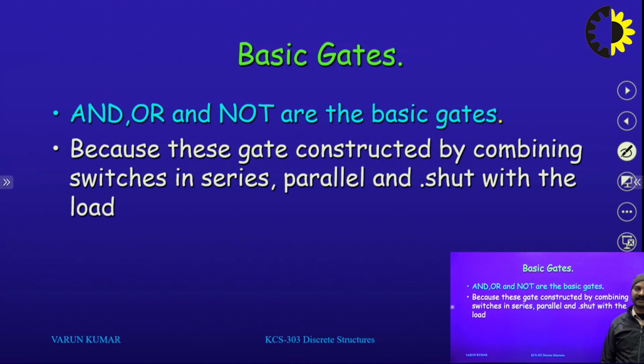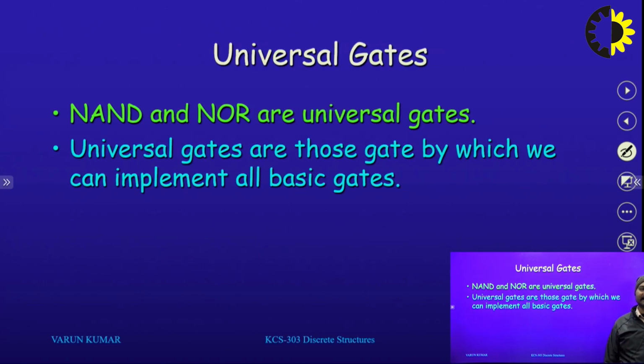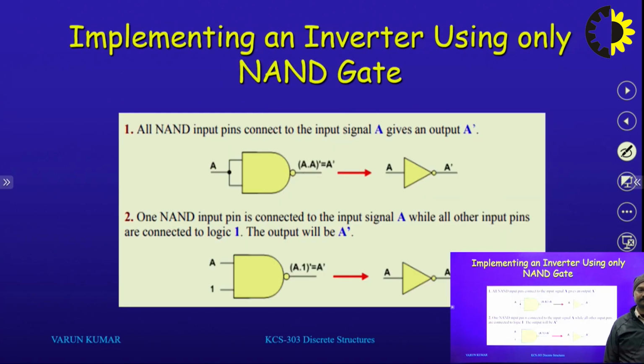Then the basic gates AND, OR and NOT are the basic gates because these gates are constructed by a combination of switches in series, parallel or shunt connection with the load. NAND and NOR are the universal gates. Universal gates are those gates by which we can implement all the basic gates.